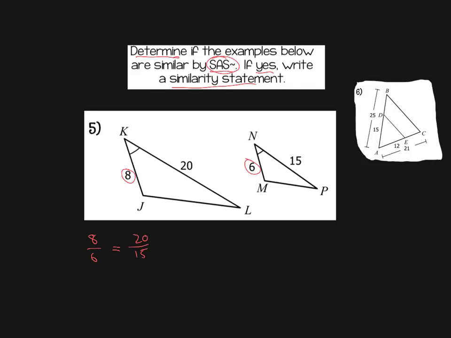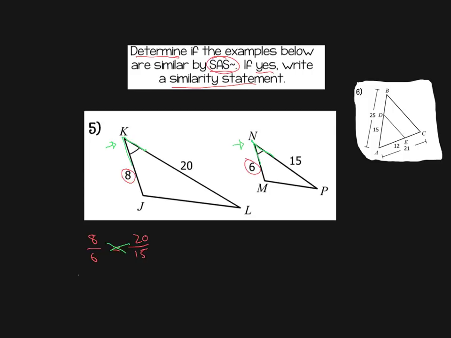Now, should we even bother checking to see if these are similar? Just make sure that the angles that are marked congruent are the included angle. So yes, this is the included angle here. And yes, this is the included angle there between the 2 sides given. So now we want to check to see if these are in proportion. You could either do the division or you could check their cross multiples. Well, let's do it both ways.